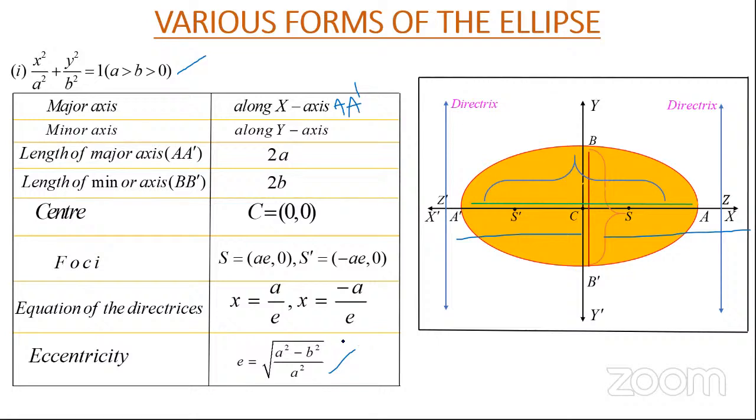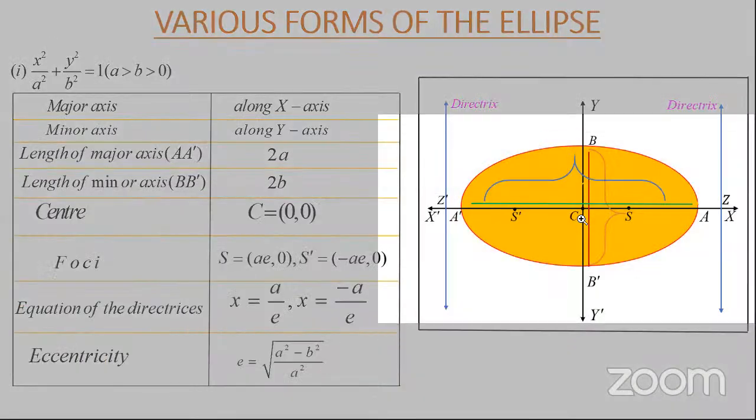So this is the first form, x square by a square plus y square by b square equal to 1, where a is greater than b is greater than 0. The major axis is along the x-axis and the minor axis is along the y-axis. The length of the major axis is 2a, the length of the minor axis is 2b, and the center is (0, 0). The foci are S (ae, 0) and S dash (-ae, 0). The directrices are x equal to a by e and x equal to minus a by e, and the eccentricity is e equal to under root of a square minus b square by a square. Once again, I'm zooming in, so please observe this.